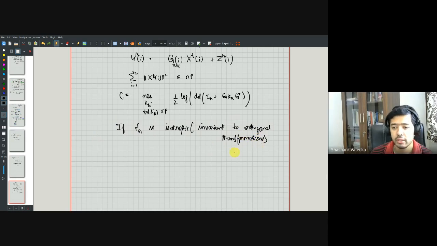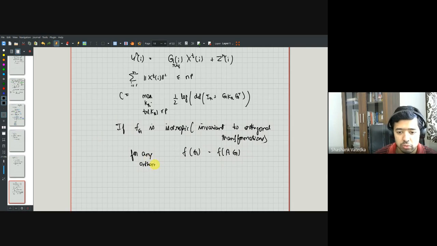So what I mean by invariant to orthogonal transformations is that the density of G is the same as the density of A times G, for any orthonormal matrix A. So for any orthonormal A, f of G is equal to f of A times G. Then it is said to be invariant to orthogonal or orthonormal transformations, and G is said to be isotropic.